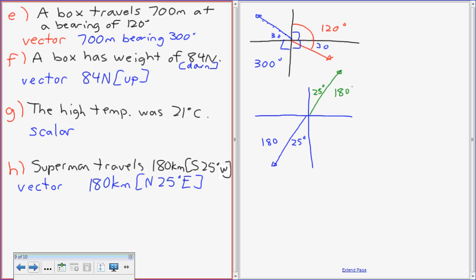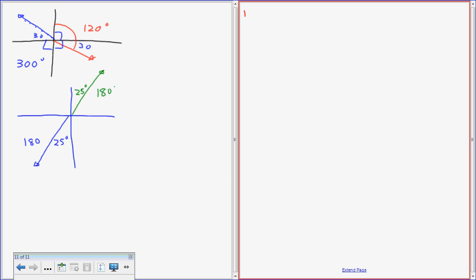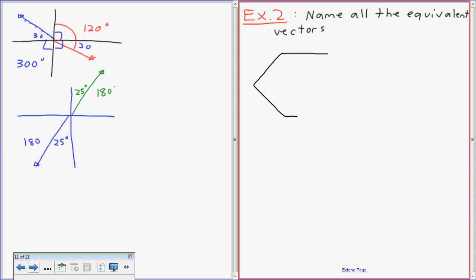Example two, I guess we're at now. We're doing okay. And I want you guys to be brave and try this, please. Name all the equivalent vectors. All right, here we go. This is supposed to be a hexagon.